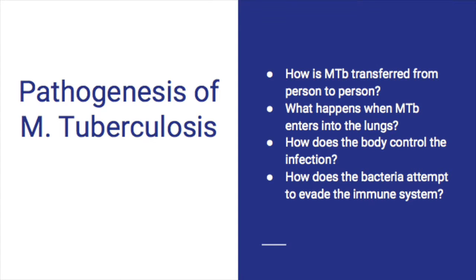So now we're actually going to get into the pathogenesis of tuberculosis. So what it looks like when a person is infected, what happens once that bacteria enters your body. So a few questions we're going to answer is, how is tuberculosis transferred from person to person? What happens when MTB enters into the lungs? How does the body control the infection, and how does the bacteria attempt to evade the immune system?